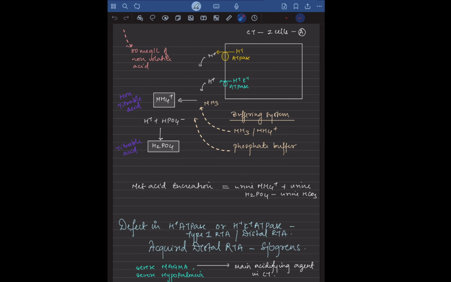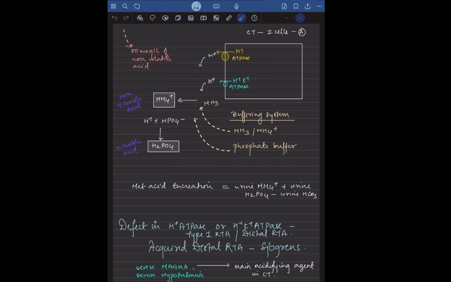Again, when it comes to the collecting tubule, at the level of the collecting tubule we have an H plus ATPase pump, and there is an H plus K plus ATPase pump also. So whatever the ammonia is there. Okay, so now there is this ammonia and the phosphate buffer. So ammonium ion will be formed, and H plus with HPO4 will be formed, H2PO4 will be formed. So this is the working where the bicarb, the ammonia and the phosphate buffer are acting at the level of the collecting tubule.